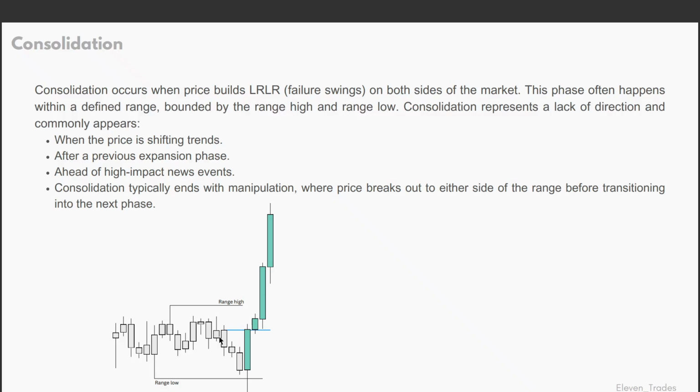After a previous large expansion, the price will consolidate. You have heard this saying, large ranges lead to small ranges and small ranges lead to large ranges. When there is a high impact news ahead in the week, the price will tend to consolidate. And a consolidation ends with a manipulation to one side, and then expansion taking those low resistance liquidity runs and then expanding in the direction.